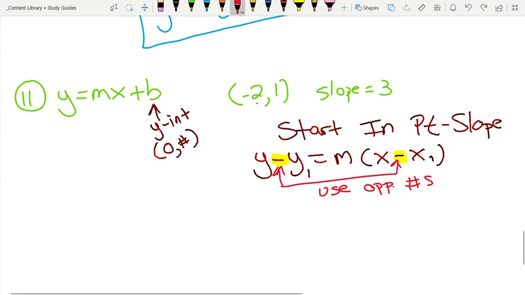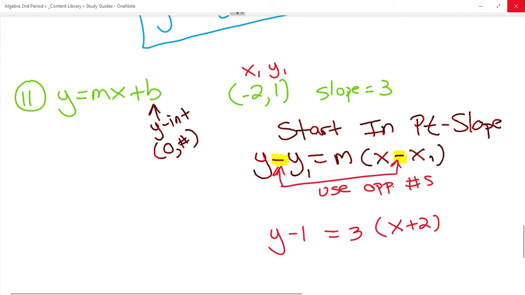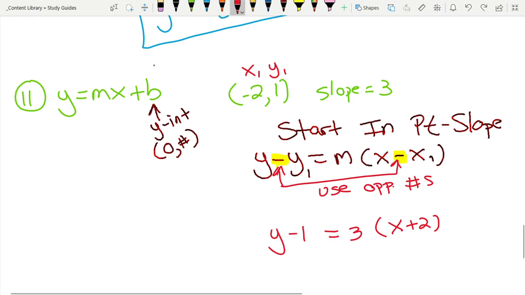So I see a -2 as my x-coordinate. That's my x1. So I'm going to use the opposite of a -2, which means I'm going to put in a +2. My y1 is a +1, so I'm going to use the opposite of a +1, which is a -1. And my slope is 3. So again, it's not what they want. But I'd give you half credit on Friday's test if you get to this point.